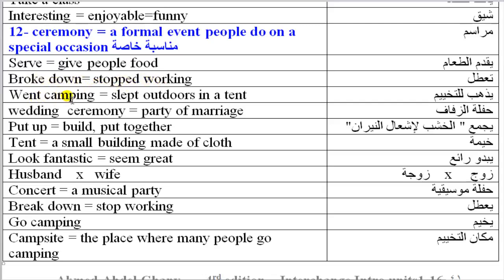Went camping. Go, went, the past went. Slept outdoors in a tent. Wedding ceremony. A party of marriage. تي soft دي، خلي بالنا التي هنا ننطقها دي خفيفة، لكن في البريطاني بقول party. American, a party of marriage.